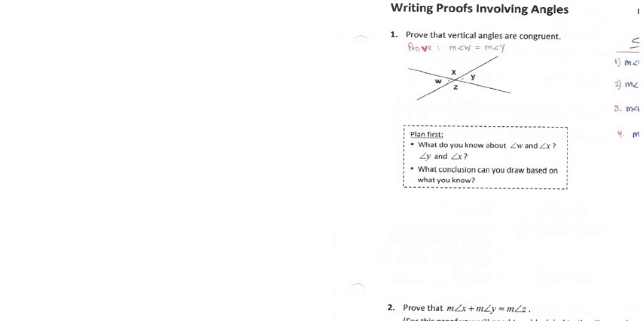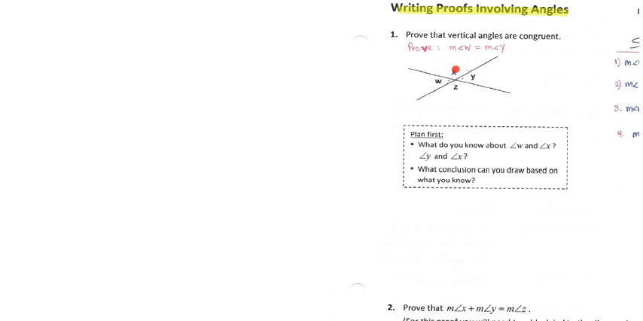Hi everyone. In this lesson, we're going to practice writing proofs involving angles. Our first proof says, prove that vertical angles are congruent, and we're given the diagram with the information on the diagram. The diagram shows that we have two straight lines that intersect, forming four angles.